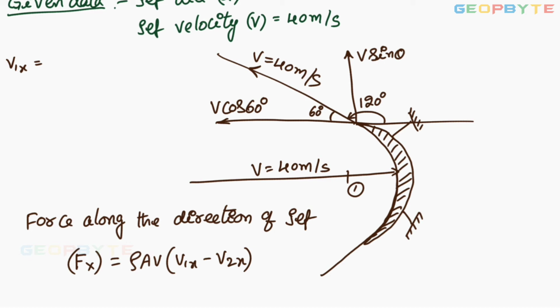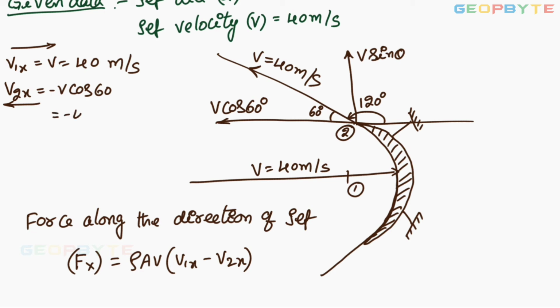Let V1x be the velocity of the jet at state 1 along the x direction, that is V only, equal to 40 meter per second. Similarly, V2x is the velocity of the jet at state 2 along the x direction. This is minus V cos 60, because V1x is acting in this direction and V2x is acting opposite to that direction. That's why I took minus. So it is equal to minus 40 cos 60, which is 1 by 2, equal to minus 20 meter per second.